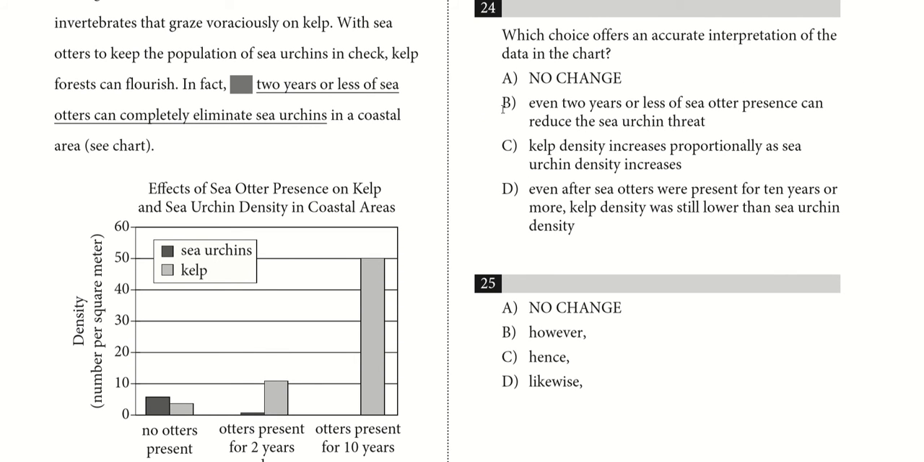What about B? Even 2 years or less of sea otter presence can reduce the sea urchin threat. Well, we definitely see that, right? We definitely see that it reduces from here to here, so that's correct.